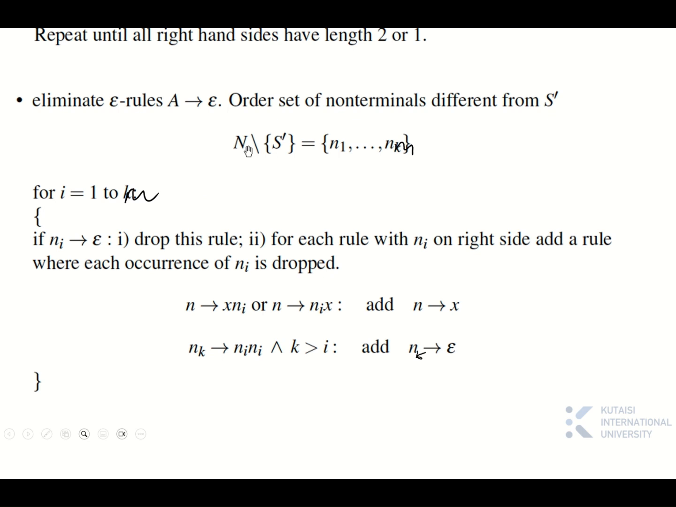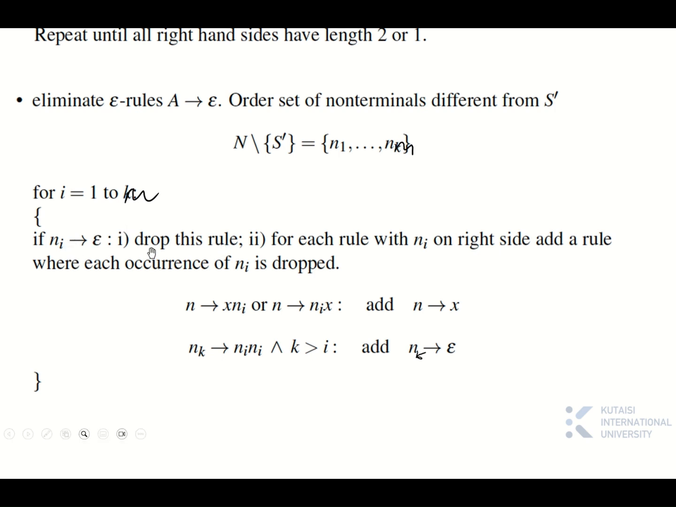So I look at all my non-terminals and I number them. Let's say they go from 1 to m, so n1, n2, up to nm. They're finite, so I number them. And I run a for loop. What is my for loop? From 1 to m, I do the following. I start at 1, so first I look at n1. Is there a rule that n1 implies epsilon? If there is such a rule, I drop this rule. But it's not okay to just drop it, because maybe n1 is on the right-hand side of some rule, and then before I was able to replace it by epsilon, but now I'm not able to replace it by epsilon if I do not have this rule anymore.